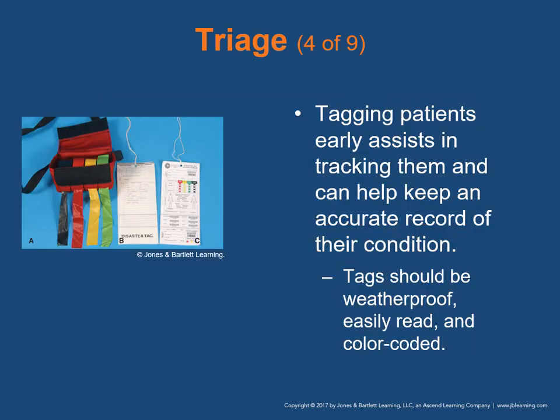Now, triage tags. Tagging patients early assists in tracking them and helps keep an accurate record of their condition. Triage tags should be weatherproof and easily read. The patient tags or tape should be color-coded and should clearly show the category of the patient. The tags will become part of the patient's medical record. Whatever label system is used, it is imperative for the transportation officer to be able to identify which patient was transported by which unit and to which destination, and the priority of the patient's condition.